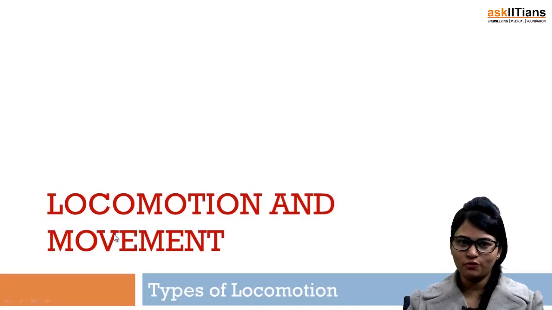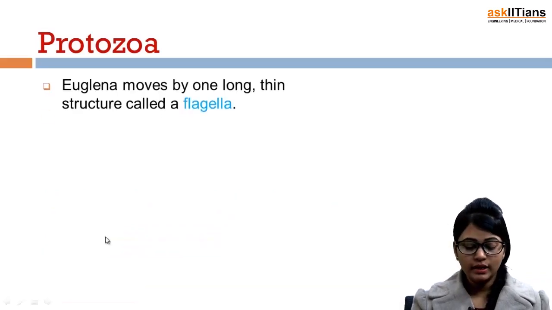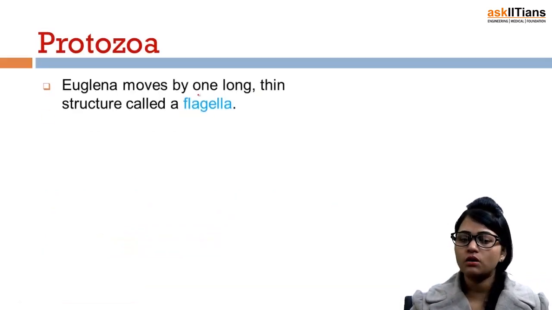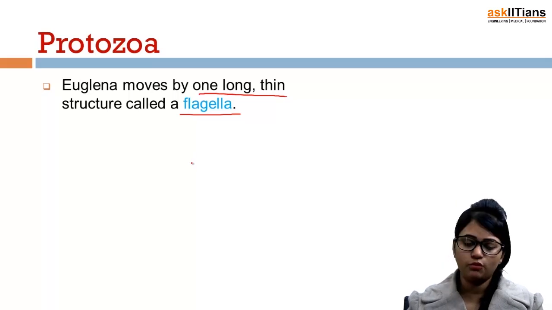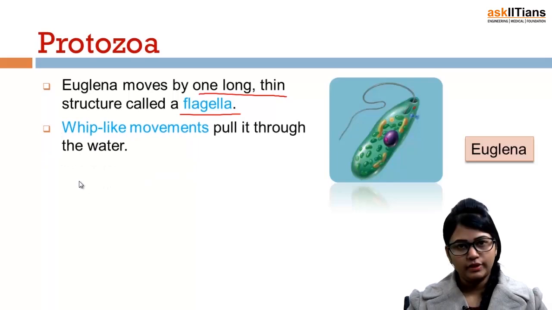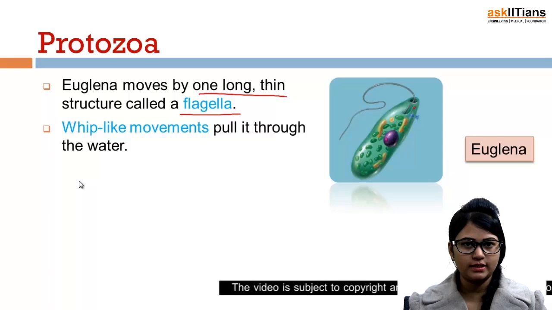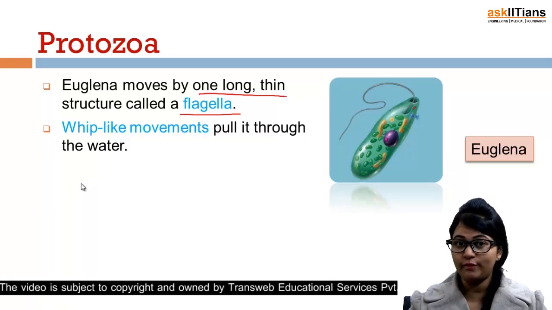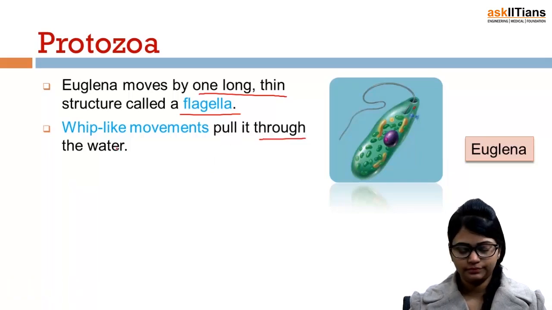Locomotion and movement. Now we are going to discuss the types of locomotion. In protozoa, euglena move by one long thin structure known as flagella. We have learned many times that flagella help in movement. You can see in the diagram, euglena. Whip-like movement. In our previous lecture I discussed the types of movements, under which I discussed the whip-like movement. So whip-like movement pulls it through the water.